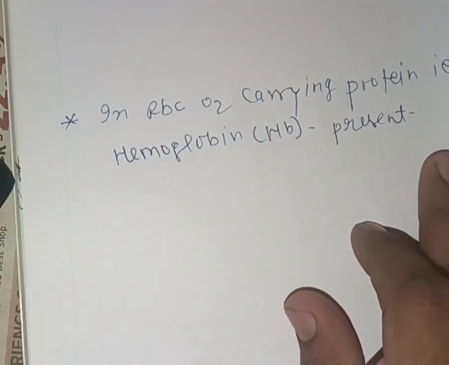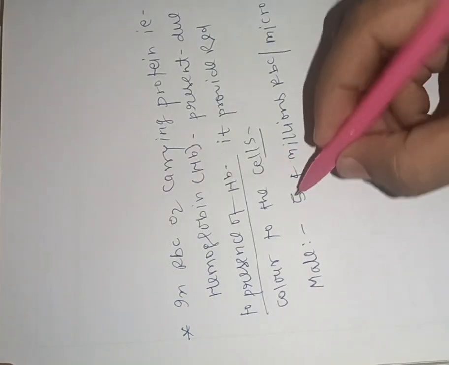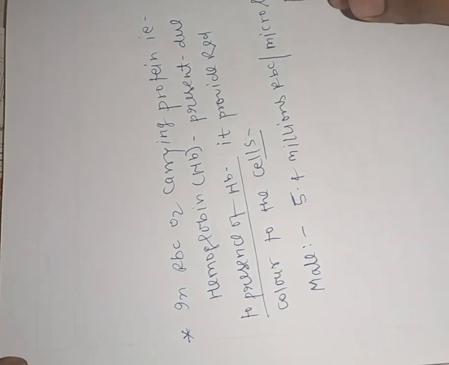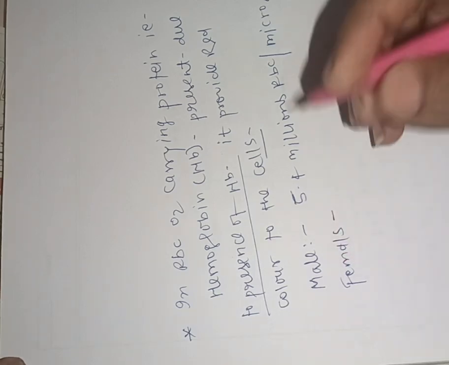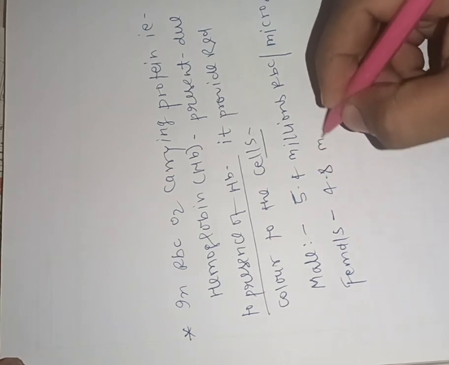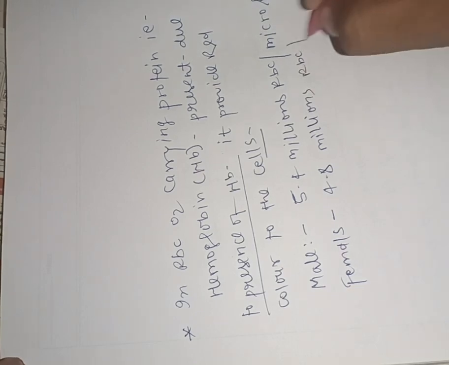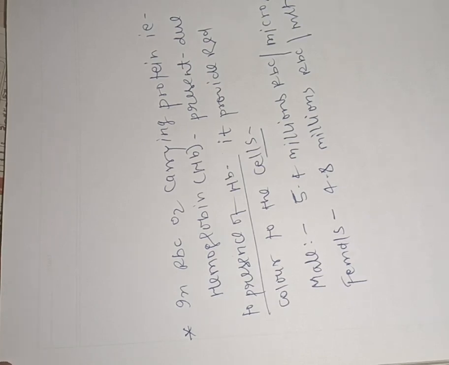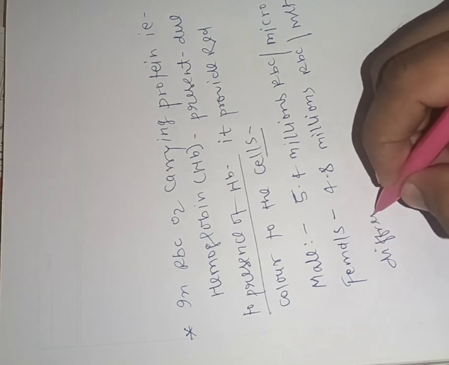In the RBC, males contain 5.4 million RBC per microliter, and females contain about 4.8 million RBC per microliter. Why does the difference occur?